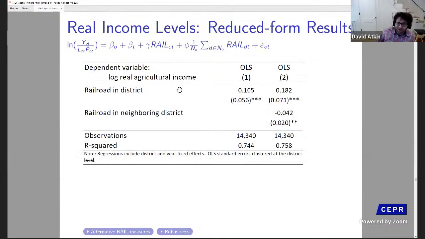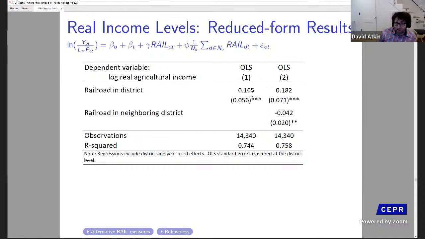And then the key reduced form regression here is I'll regress real income in each location on whether or not they had a railroad link in their district and whether your neighbors had a railroad link. And as at least a first order prediction, the model would say I benefit when I have a railroad in my location.